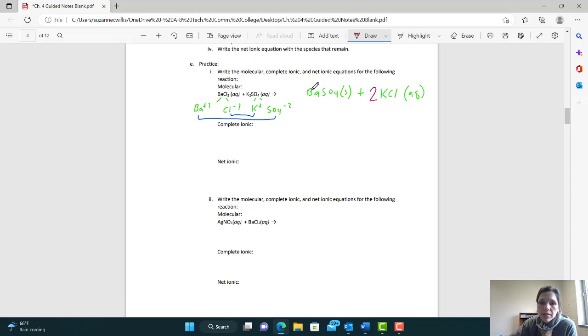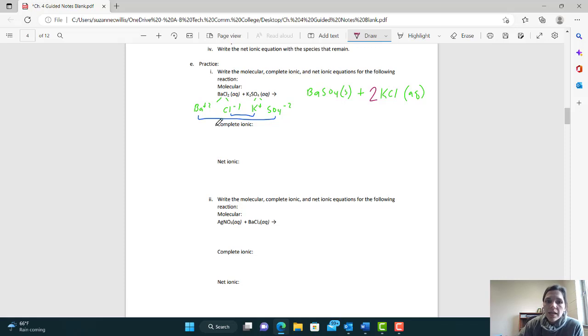So 2 chlorides and 2 Ks. See how that did that? And it actually fixed the issue. 2 Ks, 2 Cls, 1 barium, 1 barium, 1 sulfate, 1 sulfate. So I just balanced it using coefficients. Now, the rest is kind of easier because you just did the hard work.